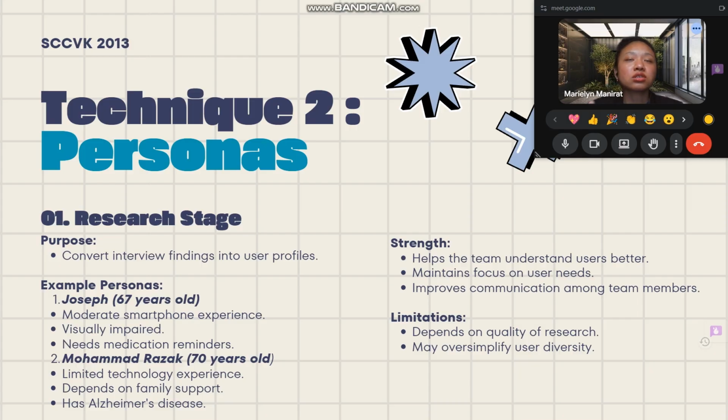Moving on to the second technique for this case study, we studied personas. In this persona technique, we also have two stages, which are the research stage and then the ideation stage. So let's go into the research stage first.